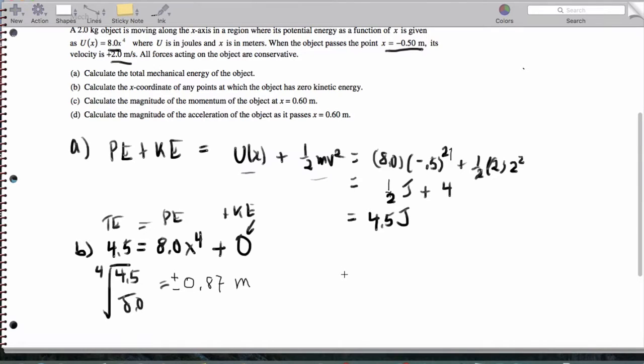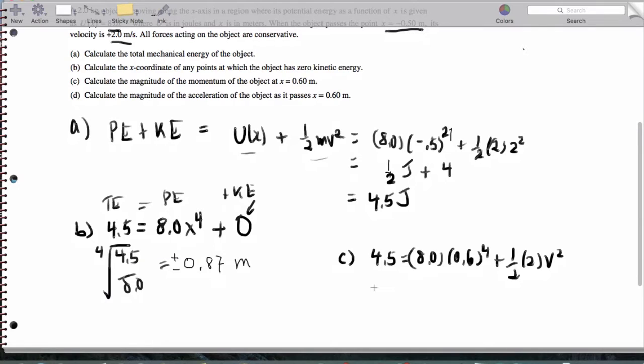That's where that's happening. Now we want to know the momentum of the object at x equals 0.6. Once again, first let's use the total energy, and we'll use that to get the speed. So we're going to say 4.5 equals 8.0 times 0.6 to the fourth plus 1/2 times 2 times v squared. And so we can do a little bit of simplification. We're going to end up getting that 4.5 minus 8 times 0.6 to the fourth, all of that under a square root, should be my speed. I can go ahead and simplify that, and I'll get a speed of 1.9 meters per second.